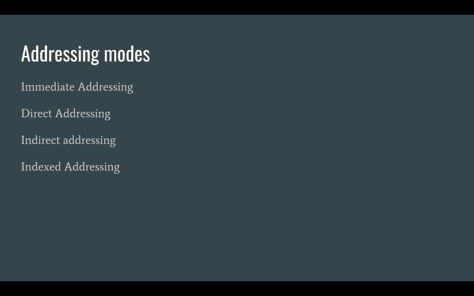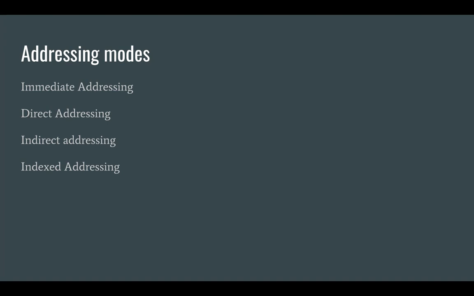Direct addressing is where the operand is the address location of the data you wish to copy into the accumulator. Okay, and likewise with direct addressing, if you want to do storage, for example, it would work the same way. You would store the data in the address that's included in the instruction.